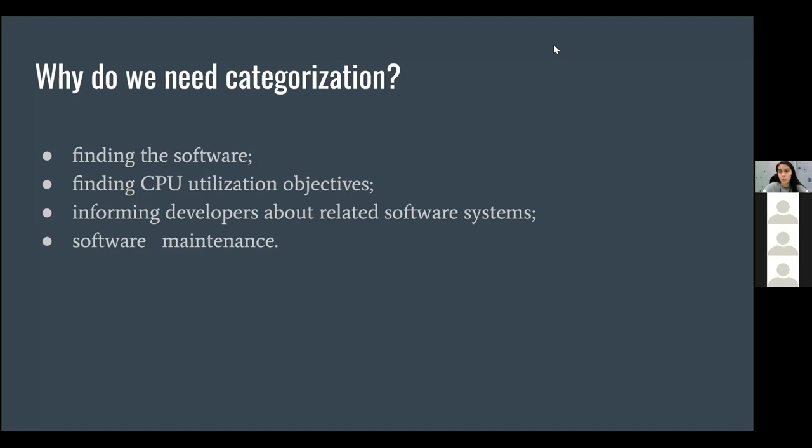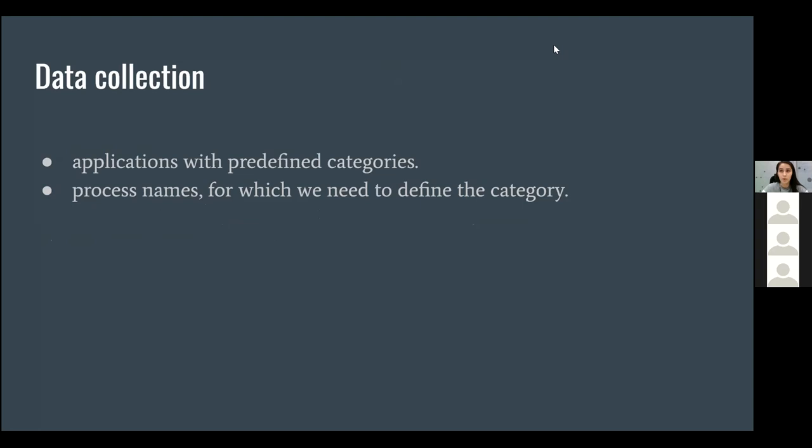So we start our proposed approach with data collection. We propose a method for categorization of processes executed during the user's interaction with the computer. It's based on finding the longest matching subsequence of two elements, the process name and the element from the list of applications with categories. So we have two sets of data: applications with predefined categories and process names for which we need to define a category.